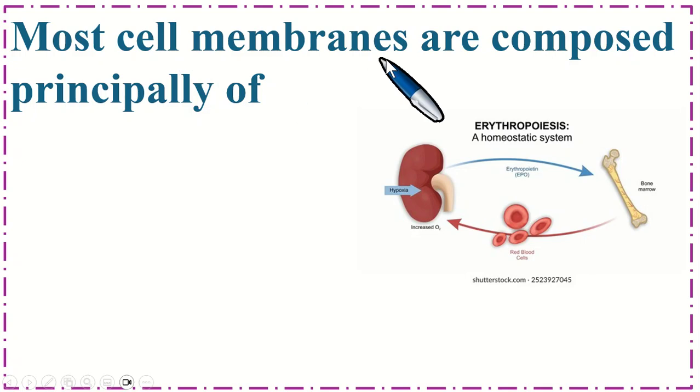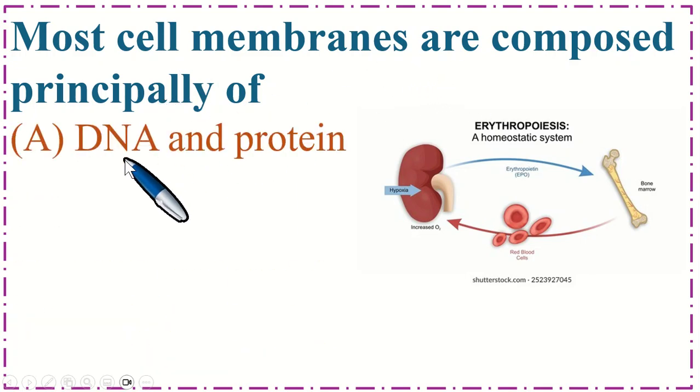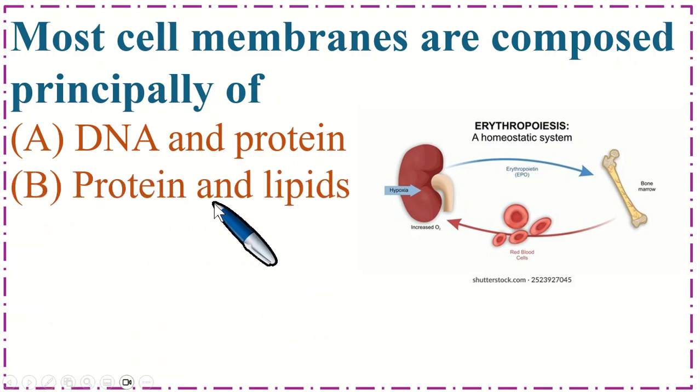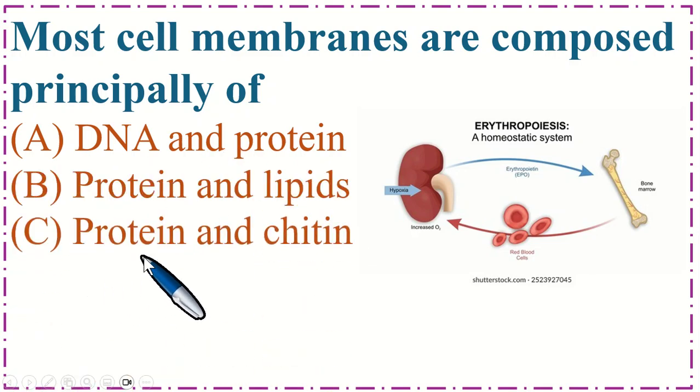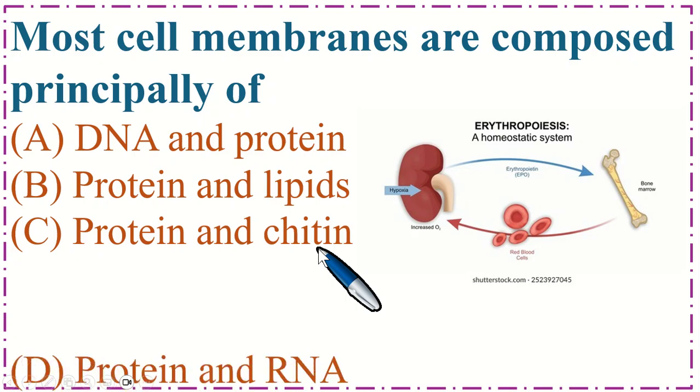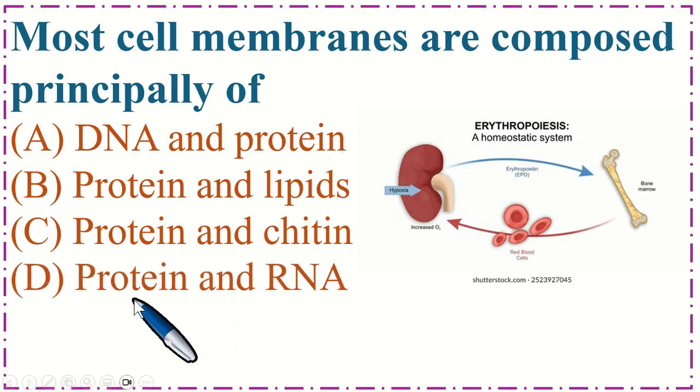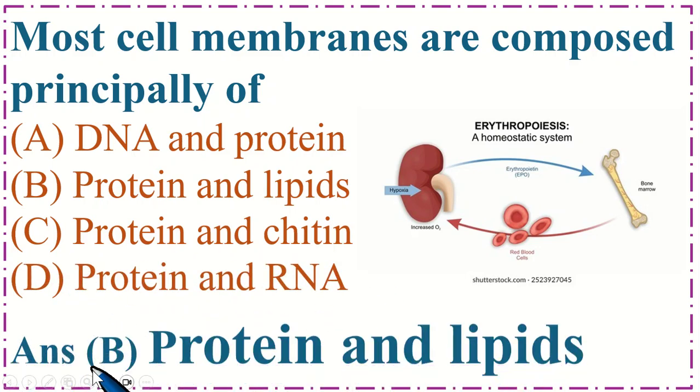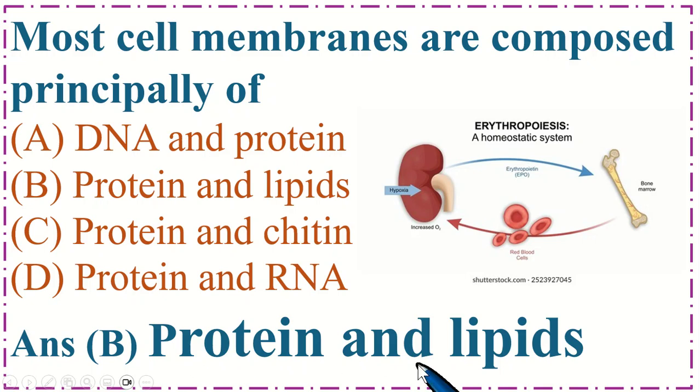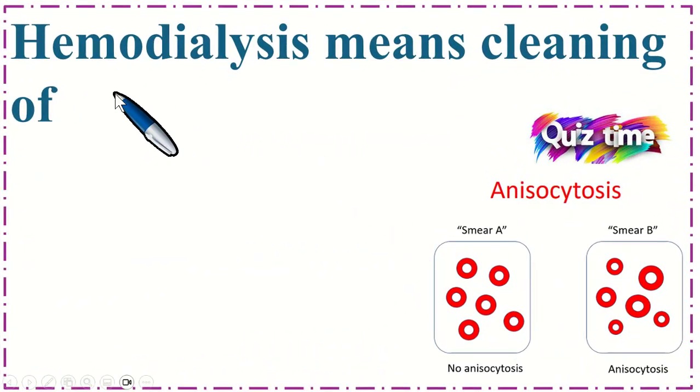Most cell membranes are composed principally of option A DNA and protein, B protein and lipids, C protein and chitin, and option D protein and RNA. Correct option is B protein and lipids.